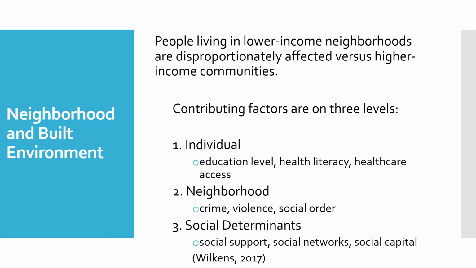People living in lower income neighborhoods are disproportionately affected versus higher income communities. Contributing factors are on 3 levels: 1, the individual with their education level, health literacy, and healthcare access. 2, their neighborhood, involving factors such as crime rate, violence rate, and social order. And 3, social determinants, an individual's social support, their social networks, and their social capital.